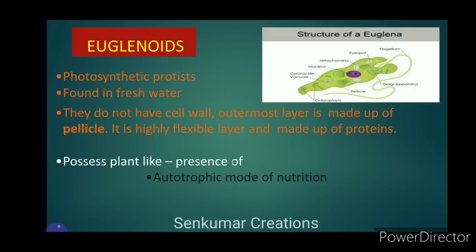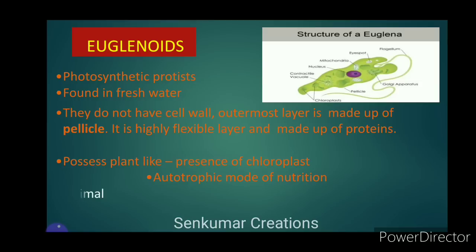The outermost layer is made up of pellicle, which is the material name. It is a highly flexible layer made up of proteins. So the outermost layer is made up of proteins, and it possesses plant-like chloroplast. Plants contain chloroplast, right? Like that, this euglena also contains chloroplast. So we can say it has an autotrophic mode of nutrition.